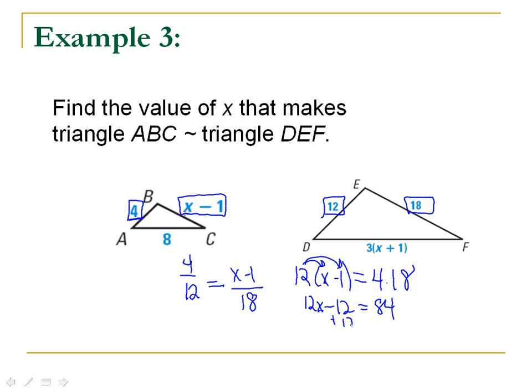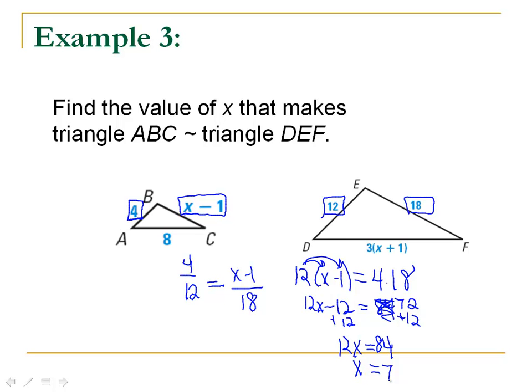If I add 12 to both sides, I have 12x equals, oh, that's not 84. Did that wrong. Let me check here. 4 times 18 is 72. I added my 12 a little too soon. So that's 72, and if I add 12 to that, then I get 84. Dividing both sides by 12, you'll find that x equals 7.